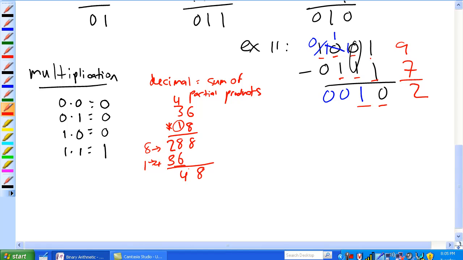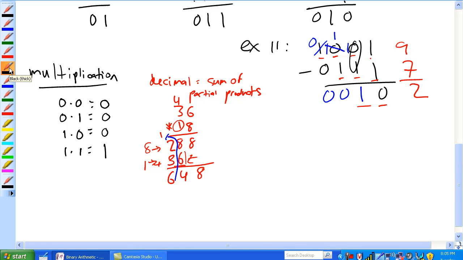8, 4. Carry our 1 up here. You guys have seen this before. 648. Okay? So basically, we've shifted over 1 anytime we use a partial product. Same thing with multiplication in binary.